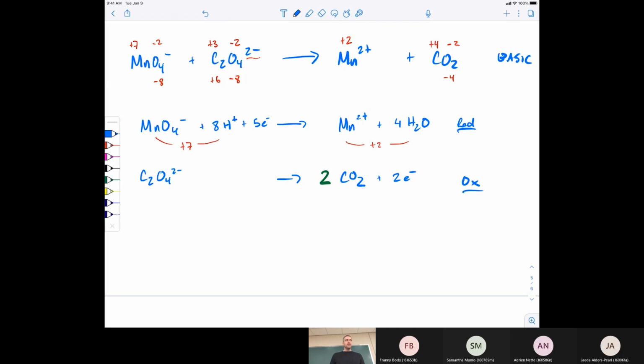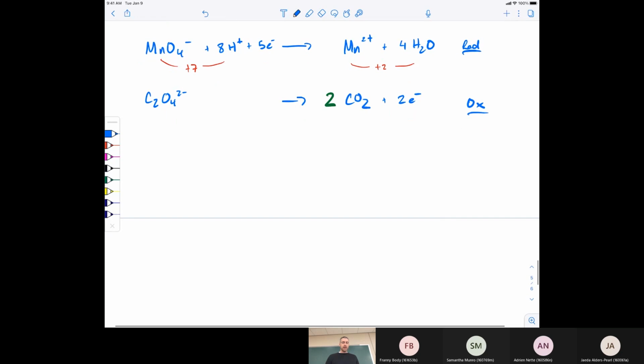So we want to add these together, but we can't add them unless we have the same number of electrons on both sides. The top one has 5, the bottom one has 2. That's not going to be good enough. So what we need to do is find the lowest common multiple, which is going to be 10.